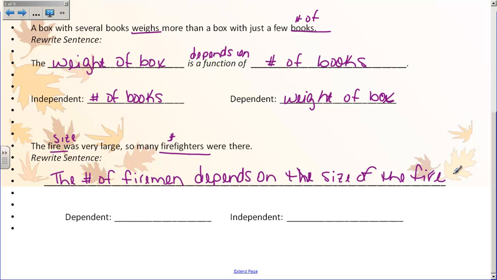So there it is in a dependent statement. This number of firemen depends on the size of the fire. So your dependent variable here is the number of firemen. As it says in our statement, they depend on, and what they depend on is the size of the fire. So that is your independent variable. Just some things to think about.